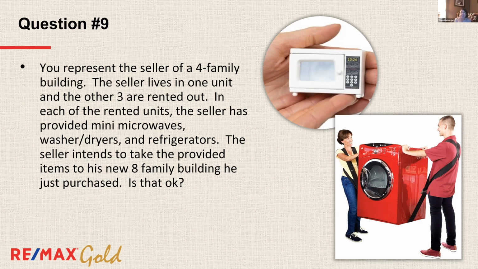Okay, how much do those represent the cost? A seller of a 4-family building lives in 1 unit and the other 3 units are rented out. In each of the rented units, the seller has provided mini microwaves, washer dryers, and refrigerators. The seller intends to take the provided items to his new 8-family building he just purchased. Is that okay? No.